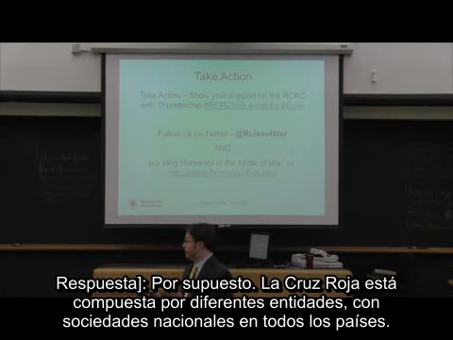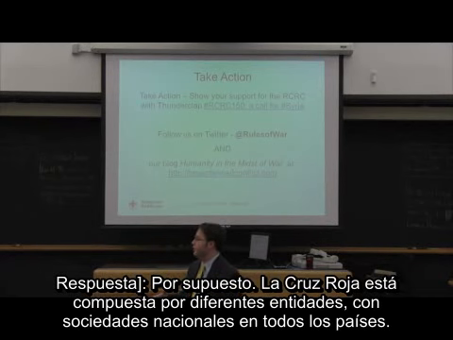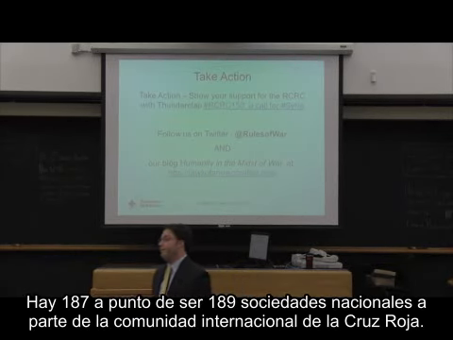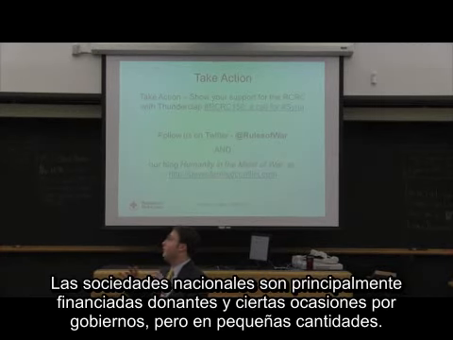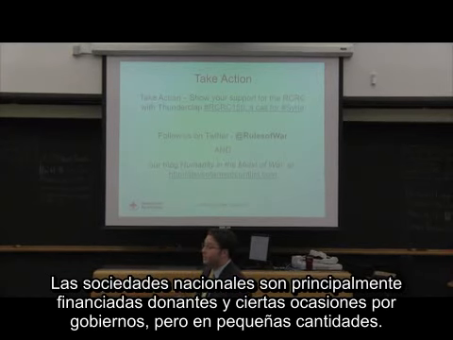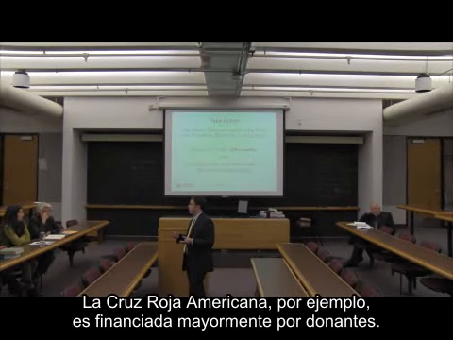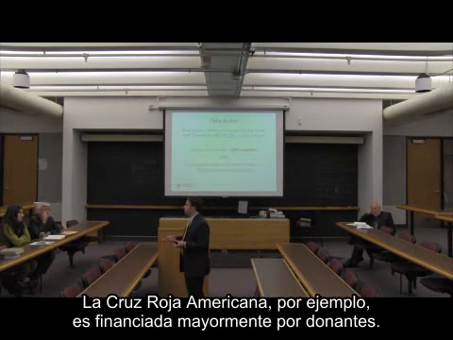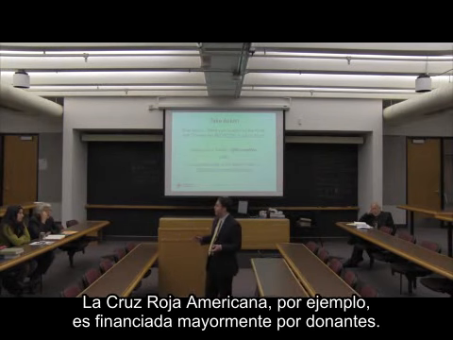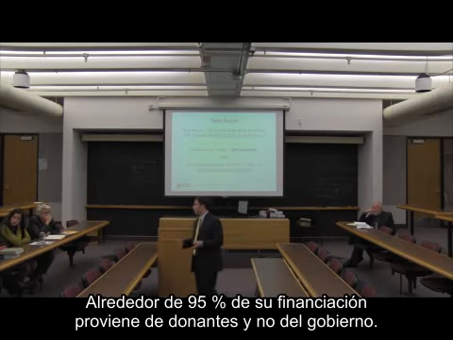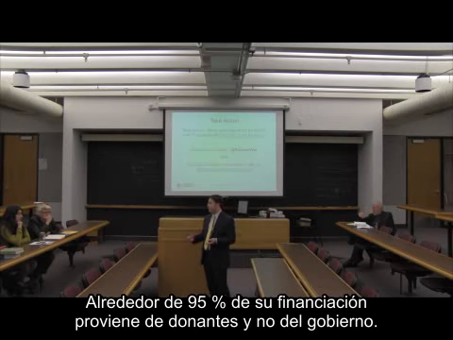Red Cross is made up of different entities. So you have national societies, and there's one national society in every country. There's actually 187, about to be 189 of them. Then there's the International Committee of the Red Cross. National societies are funded primarily by donors. Sometimes they are funded by governments, but in small amounts. The American Red Cross, for instance, is funded overwhelmingly by donors. Somewhere in the reaches of 95% of its funding comes from donors, not from the government.